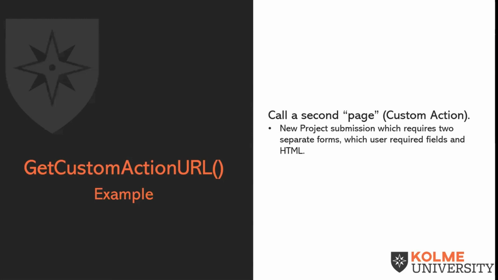So for today's example, it's going to be a fun one. We're going to use GetCustomActionURL to call a second custom action, or a second page, to create a daisy chain form within AdaptiveWork using both required fields and HTML. All right, let's go into the system and see the example live.